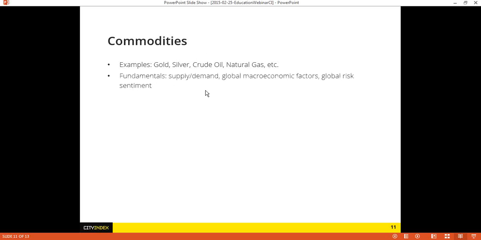Now this is different from indices. It's different from currencies. It's different from shares. What we're looking at is supply and demand, most of all. Okay, we're also looking at global macro factors and global risk sentiment, but mostly we are looking at supply and demand. In terms of commodities, it comes mostly down to supply and demand. It does in other markets as well, but more so in the commodities.